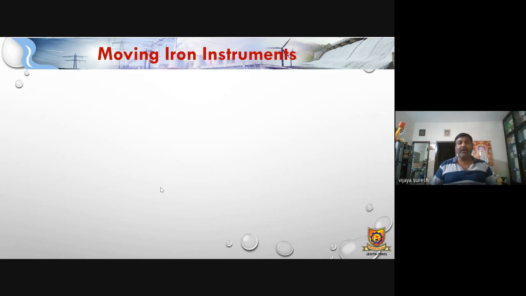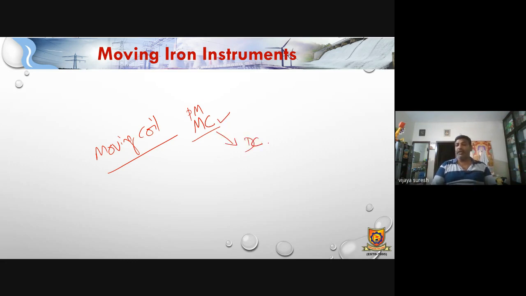Good evening to one and all. Today we are going to discuss moving iron instruments. Yesterday we went through the moving coil instruments. The moving coil, which we can call MC, is PMMC, permanent magnet moving coil, which is used for DC measurements only.